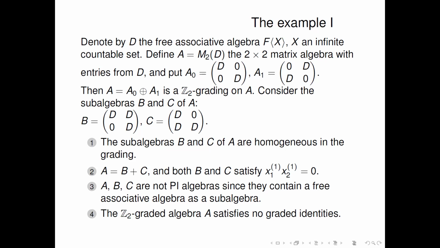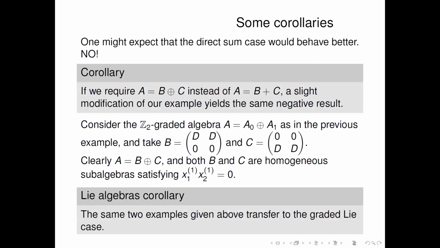Now, none of these three algebras is PI, since all of them contain a copy of the free associative algebra. That is, they are not PI in the ordinary sense. And moreover, A satisfies no graded identities. It can be shown as well. It's easy. So we have the example and some corollaries.